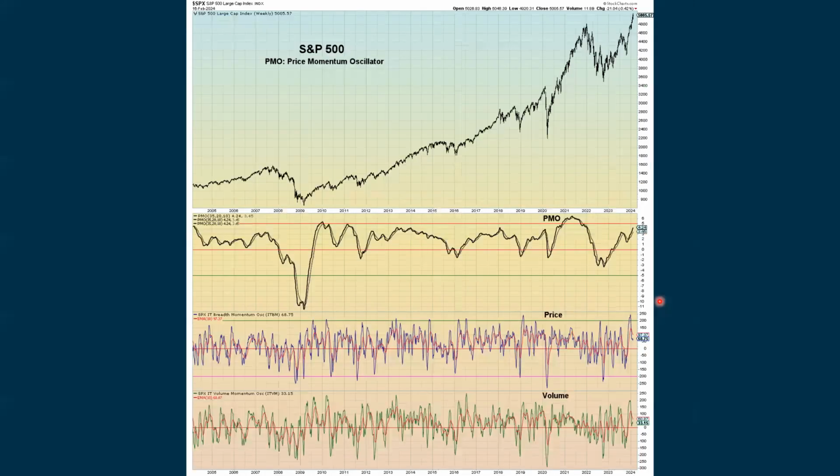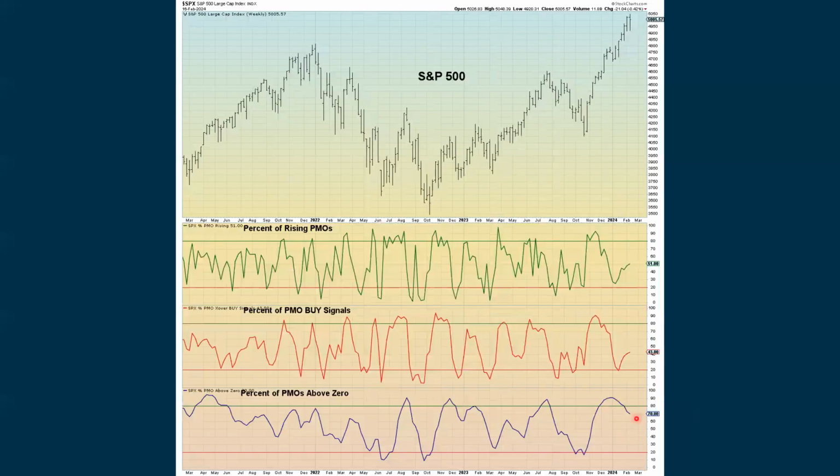Looking at the PMO, we're still going up on a momentum basis when we look at our weekly charts, even though we're declining based on price. We ticked up a little bit based on volume, but these are still positive since they're both above zero. Looking at our PMO studies, showing an improvement with the PMOs that are rising, the buy signals are improving, and now we're declining after being extreme positive with the PMOs that are above zero there.